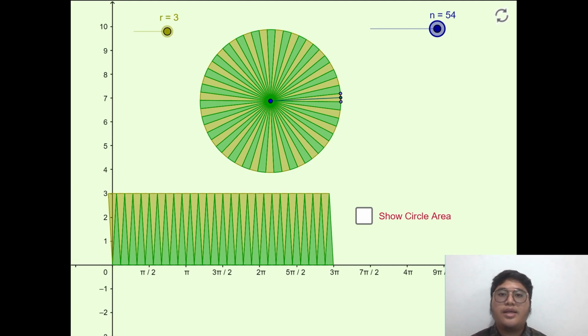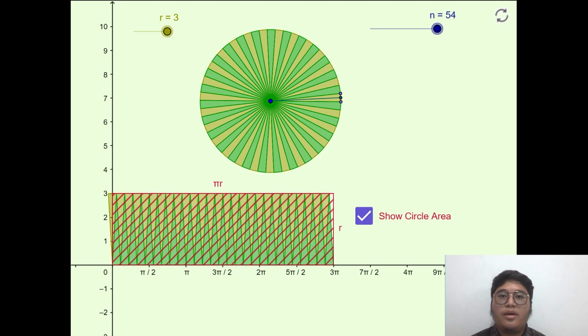Well, we can keep dividing the circle into the smallest pieces we can make. But the answer is to divide the circle infinitely many times until we cannot distinguish the lines, until the circle becomes a perfect rectangle. So the area of the circle is equal to the area of the rectangle, which is equal to base times height. The height of the rectangle, as you can see, is the same as the radius.